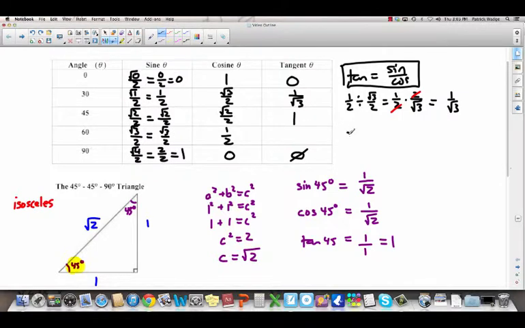We're going to have to do root 3 over 2, that's our sine value, divided by 1/2. Again, we're going to keep the first one the same, flip the second one, and you can get rid of the 2's. So what you're left with is root 3 over 1, which is just root 3. There you go. We've got the whole table filled in.